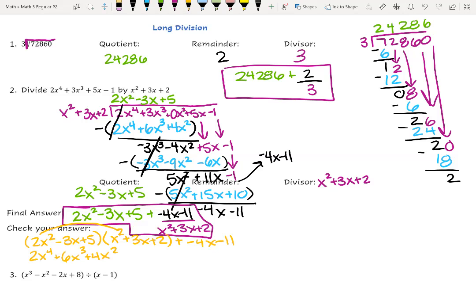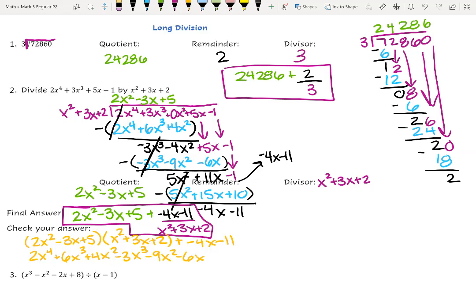Okay. Now I need to distribute my negative 3x to, again, each of those three terms. So negative 3x times x squared is a negative 3x cubed. Negative 3x times a positive 3x is a negative 9x squared. And negative 3x times 2 is a negative 6x.